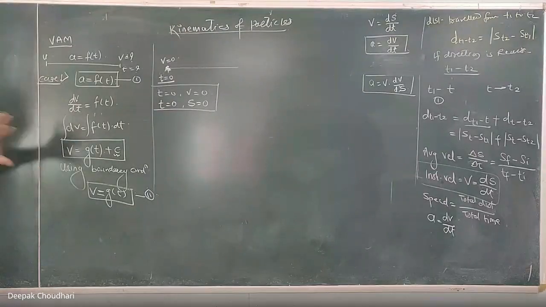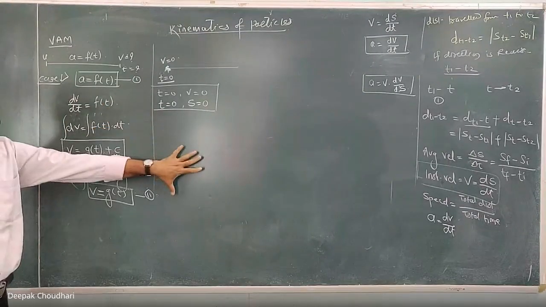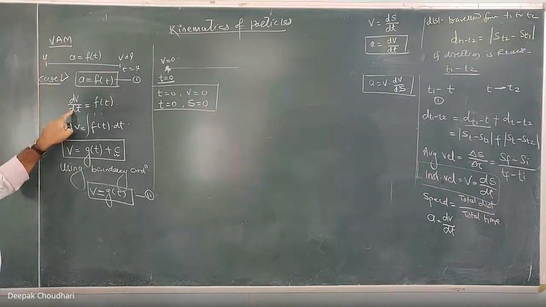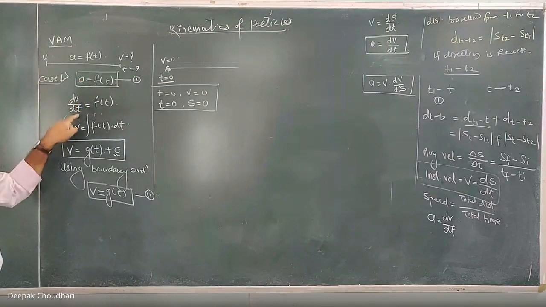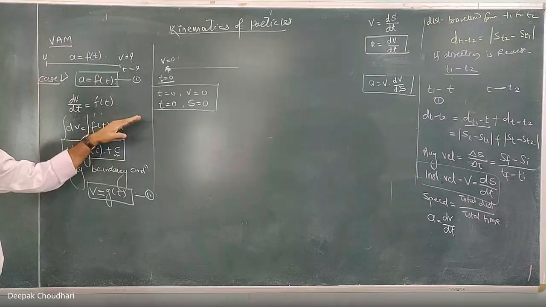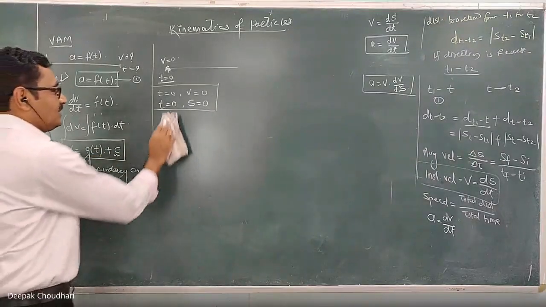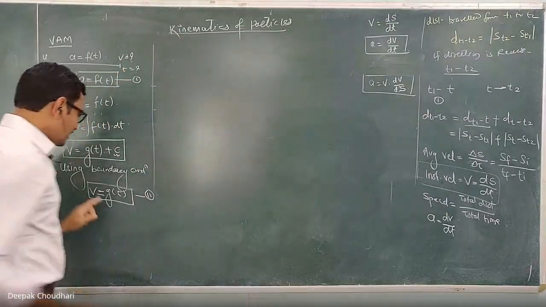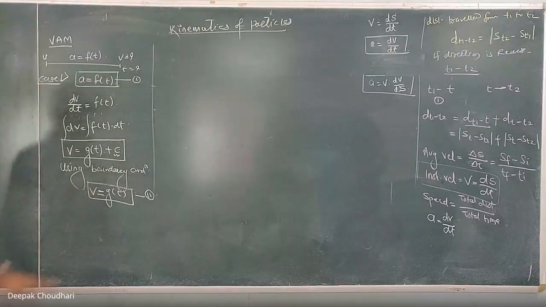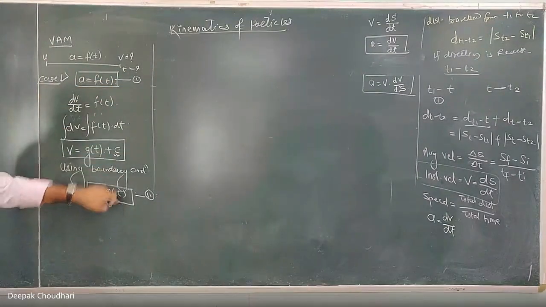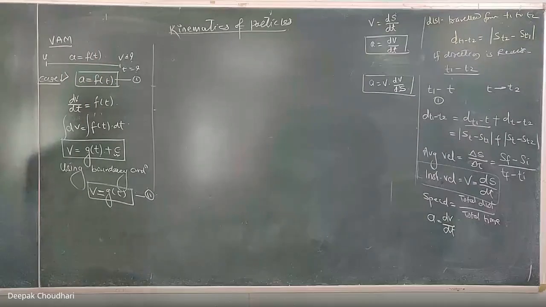You have to follow this same procedure while solving the sum. Whichever equation is given, replace this a by dv by dt, separate the variables, integrate, and calculate the constant of integration by using the boundary condition. This gives you the equation of velocity as a function of time t. By substituting the time t in this equation, we will get the corresponding velocity.